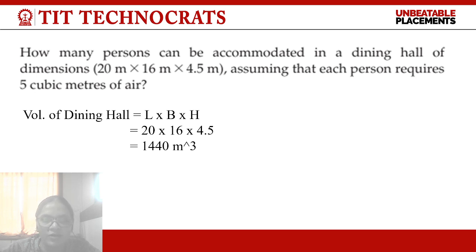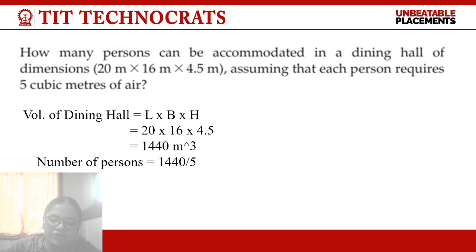And if you want to calculate the number of persons, just divide this total quantity of air by the air required by each person. The air required by each person is 5. Total air available is 1440. So 1440 divided by 5, you will get the number of persons. By dividing it, we will get 288. 288 persons can be accommodated in this hall if they require 5 cubic meter of air. Each person requires 5 cubic meter of air and the total available air in that dining hall is 1440 cubic meter. So final answer is 288 persons.